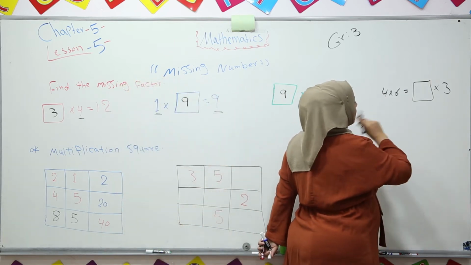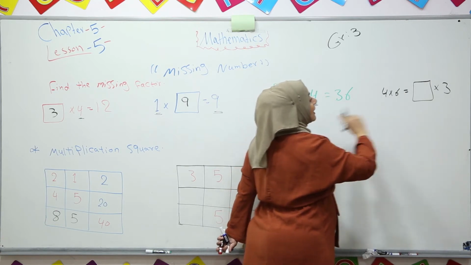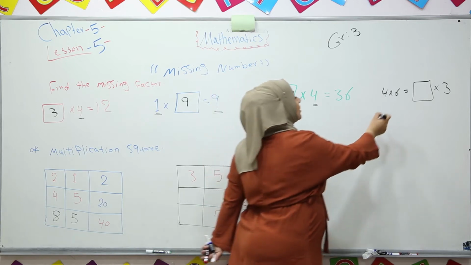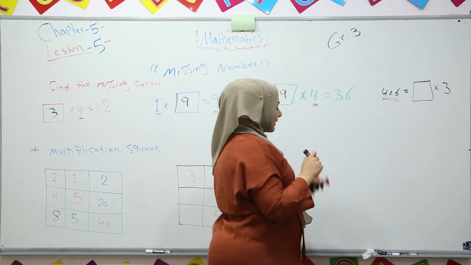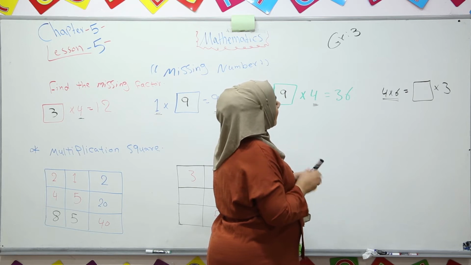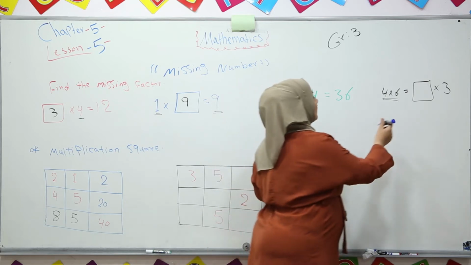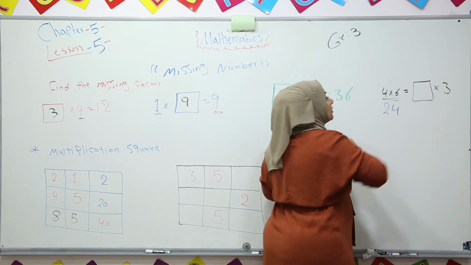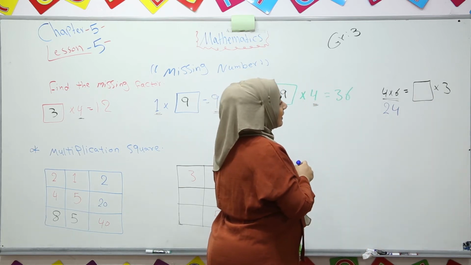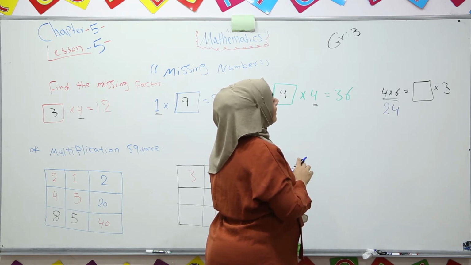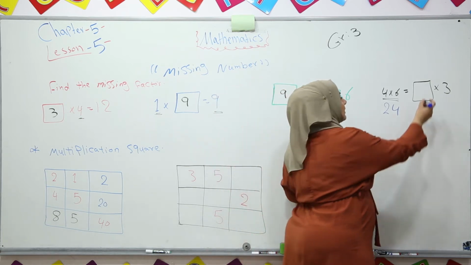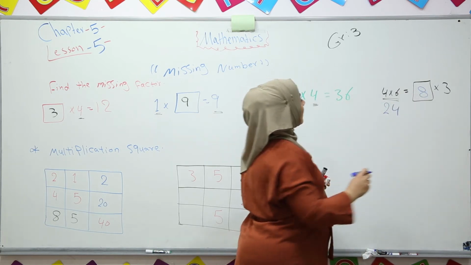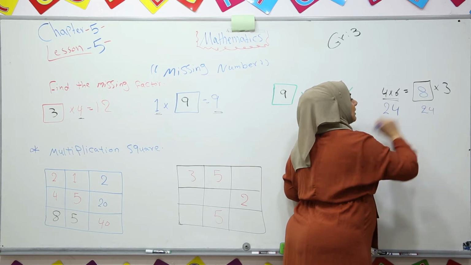In this side we have 4 times 6 and here we have 3 times by a factor. Okay? Let us solve this one first. 4 times by 6 equals 24. So 3 times by which number equals 24? It is by 8. So this factor is 8. 3 times by 8 equals 24.